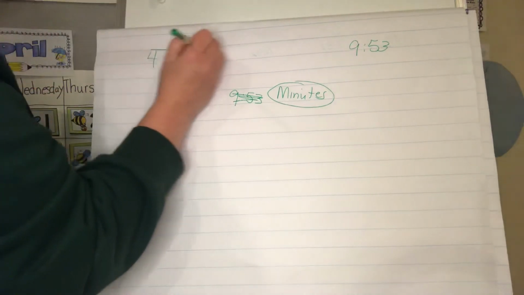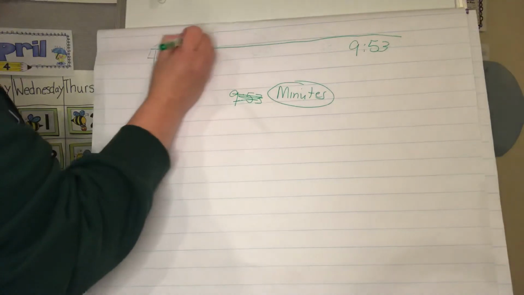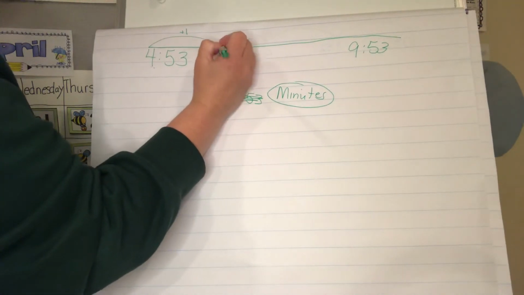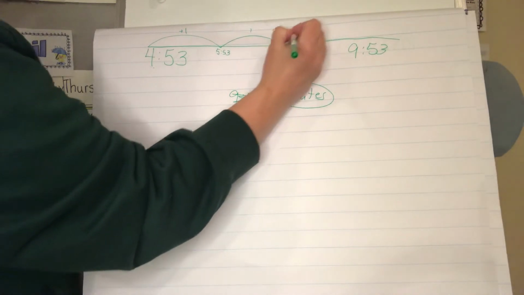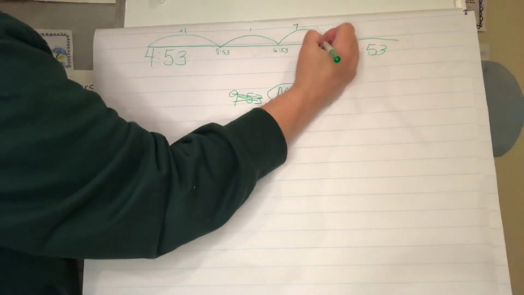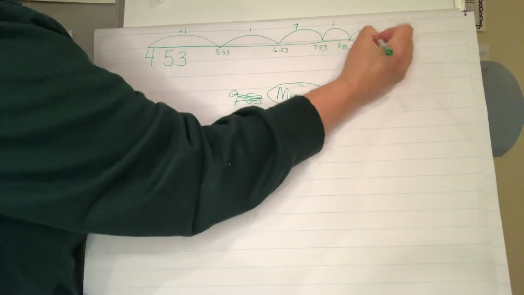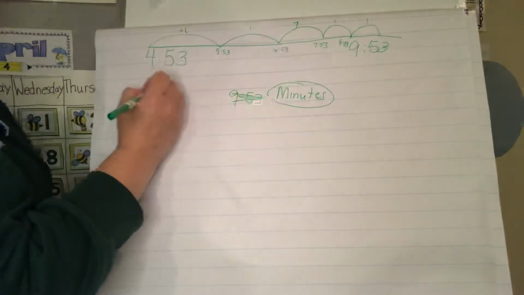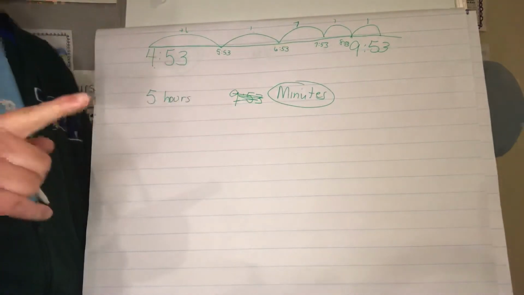So what I would do is I would create my timeline, my number line. 4:53 plus 1 hour would be 5:53 plus another hour is 6:53. I'm going to run out of room. 7:53, my hours are going to get short. 8:53 to 9:53. 1, 2, 3, 4, 5. I have 5 hours. Is that the answer to my question?